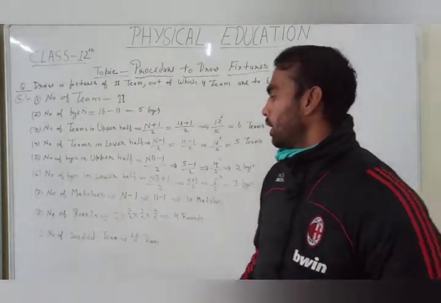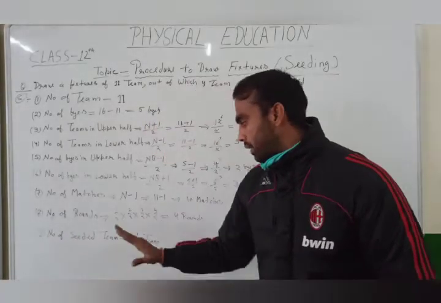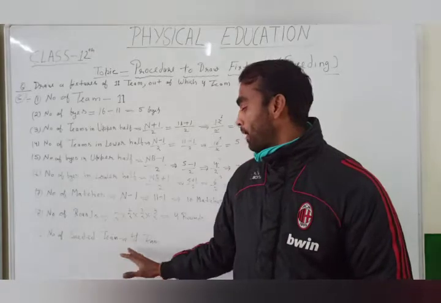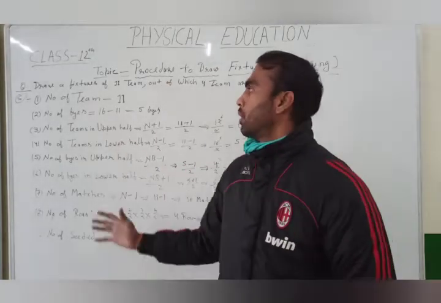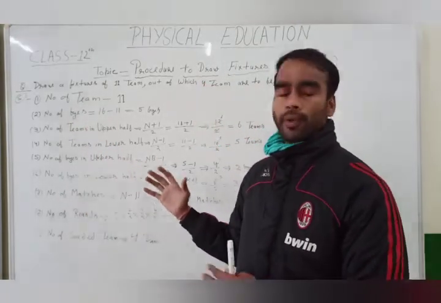Okay. And now there is a special point, which is the number of seeded teams. Okay. So the total number of teams is 14. So okay, this is the whole process to draw the fixture, drawing before fixtures. Okay.